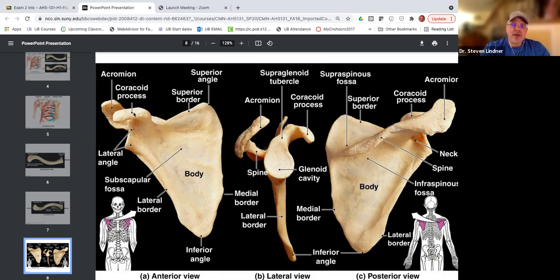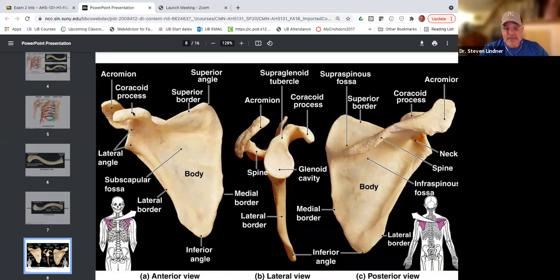The two large processes are this one here in the front, called the coracoid process, and then the second one is the acromion process. The acromion process is the highest part. The coracoid process projects anteriorly, and it's an attachment site for many muscles. What attaches to the coracoid process is your pec minor. The pec minor muscle attaches here. Another muscle is the biceps brachii, but it's the short head of the biceps brachii.